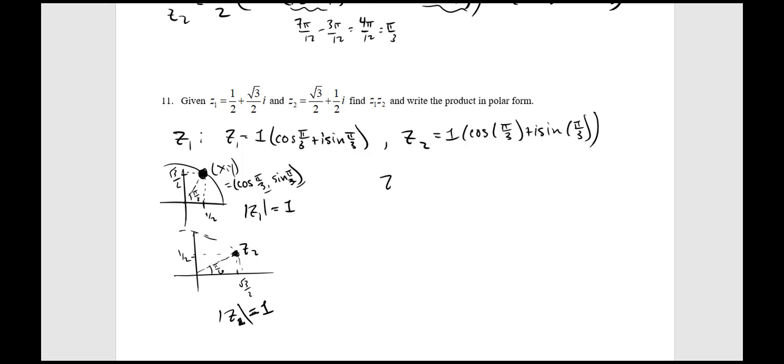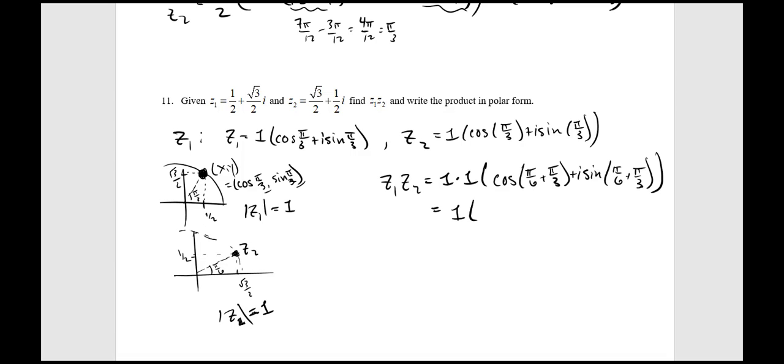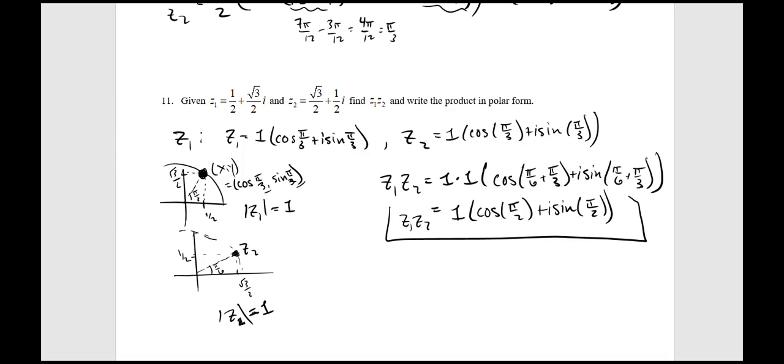So multiplying these numbers is trivial now. z1 times z2, you just multiply the moduli and add the angles. And of course that's just 1 times cosine of pi sixth plus pi thirds, that's pi halves. It's 90 degrees. So there we have it in polar form. You can see the modulus out front, 1, and the argument pi over 2.